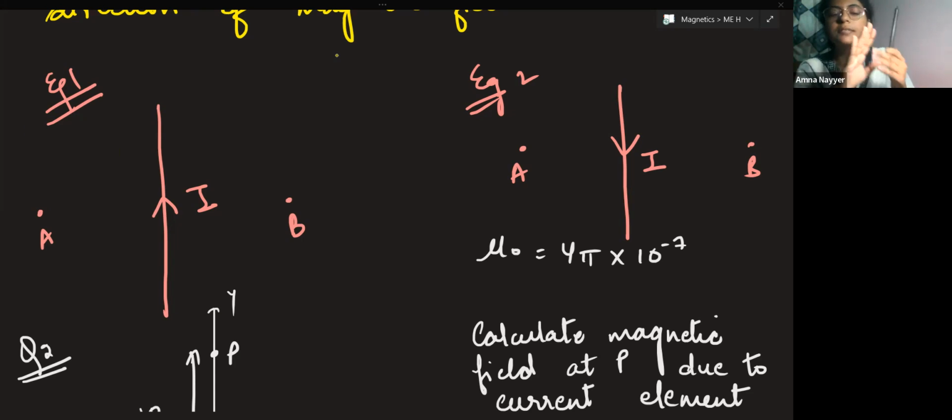So if I keep the fingers in this way, this is the direction of current, this is the hand, and I am curling it towards point A. Thumb is where? Thumb is pointing towards me. Did you get it? Why is it outwards? Understood by all of you or not? Any confusion, any doubt?